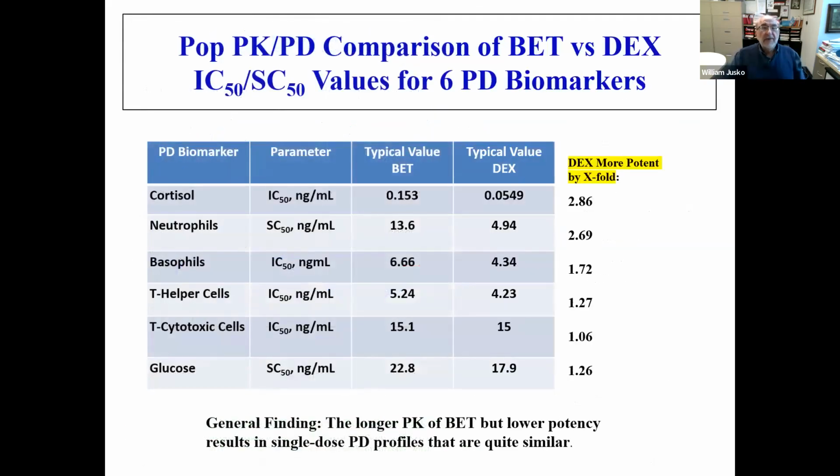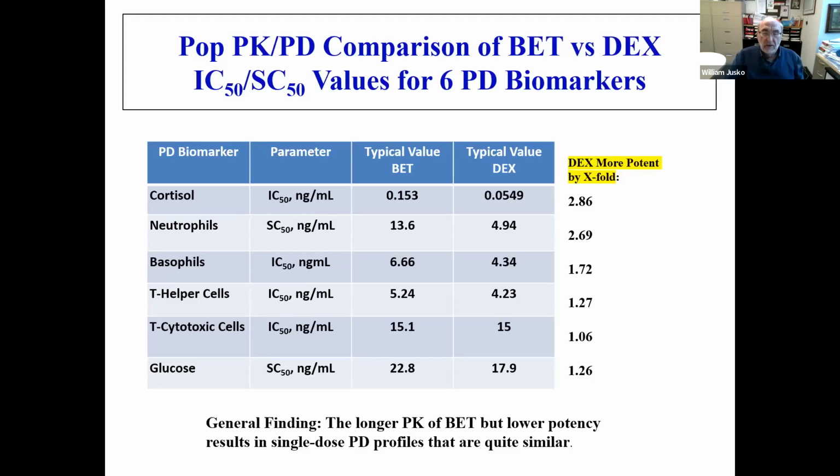So the typical IC50, SC50 for our 6 biomarkers is shown on the current slide. But I direct you to the ratio that I report on the right. Basically, the IC50 of Dex is 2.86 greater than that of Beta for suppression of cortisol. So that's what those ratios indicate. Dex is more potent by X-fold, and on average, Dex is more potent by 1.8-fold than betamethasone.